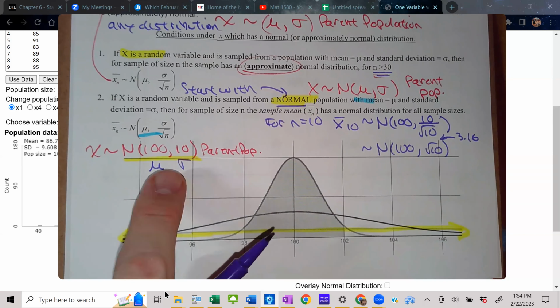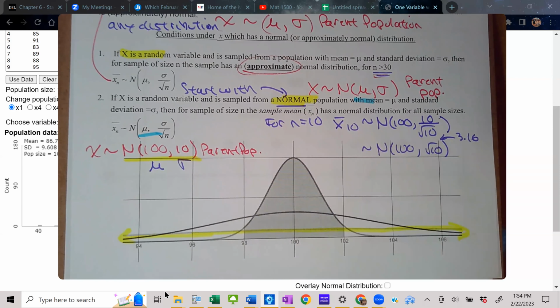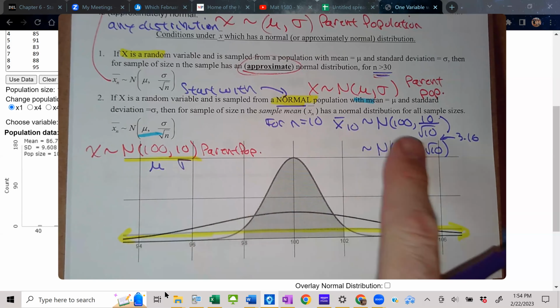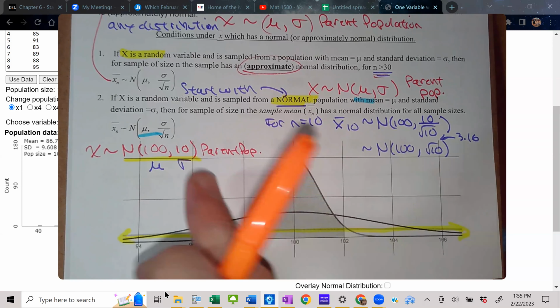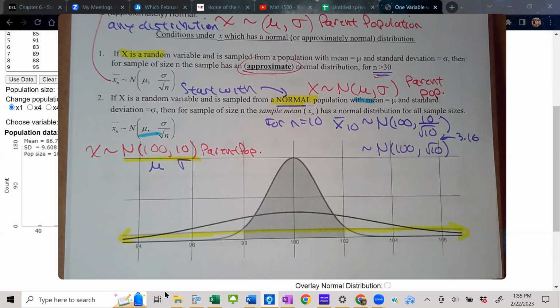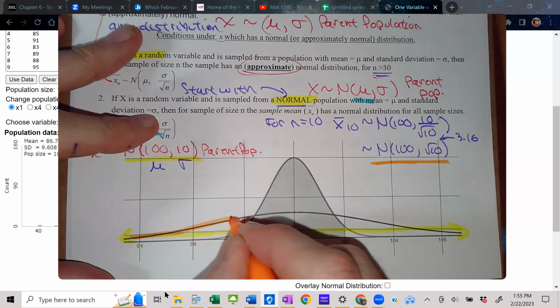Which curve is going to be more spread out? This curve or this curve? The parent population or the one where we sampled and drew samples of size 10? Standard deviation measures how spread out things are. If you have a bigger standard deviation, are you more spread out or less spread out? More. So this one should be more spread out than this one. And that's this one right here.